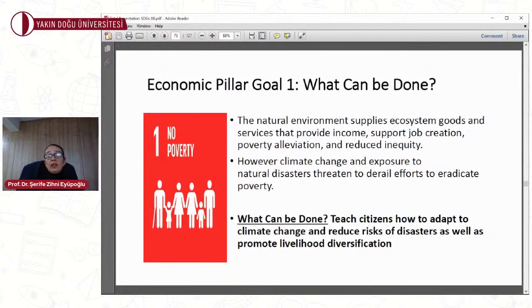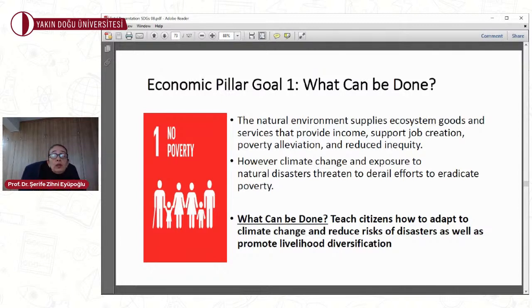As we already know, like I have mentioned, the natural environment supplies ecosystem goods and services that provide income, support job creation, poverty alleviation, and reduced inequality. When I say ecosystem goods and services, what do I mean? When I say goods, I mean, for example, food, meat, fish, fruit, vegetables. And when I say services, I mean, for example, soil formation, clean air, clean fresh water.